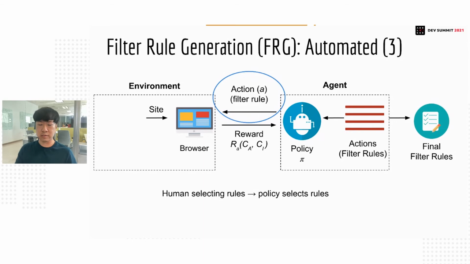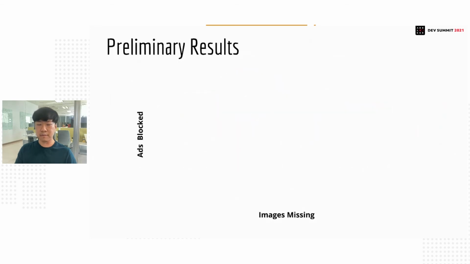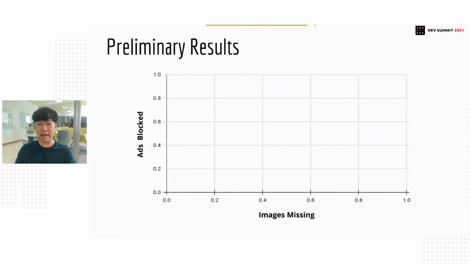So next, we'll show some preliminary results by implementing this workflow and applying it on different sites. And I'll simplify the results by displaying how effective filter rules are on a site based on two factors here. The y-axis denotes how much of the ads are being blocked, and it's normalized between 0 and 1. So this means that 1 means the filter rule is able to block all ads. Now the x-axis means that there's legitimate content like images that are missing, normalized between 0 and 1 as well.